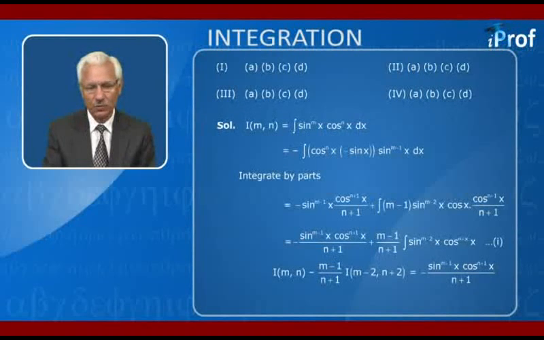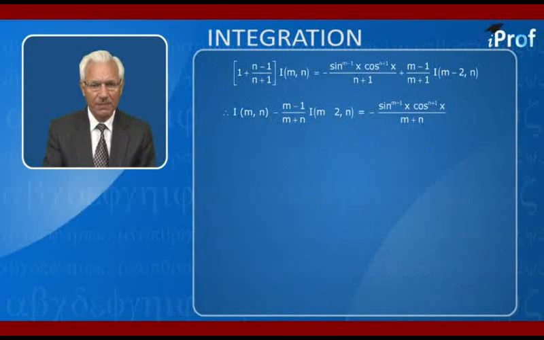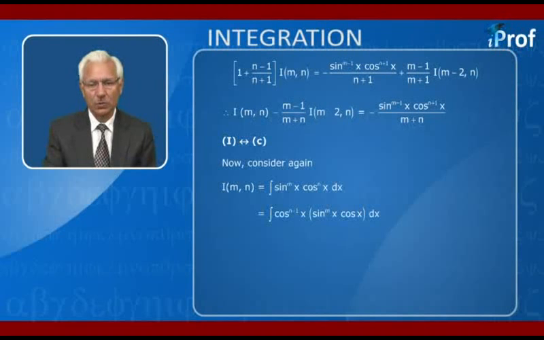Transferring the term containing Imn to the left hand side and clubbing the two together, we get 1 plus m minus 1 upon n plus 1 Imn equal to minus sin raised to power m minus 1 x cos raised to power n plus 1 x upon n plus 1 plus m minus 1 upon n plus 1 times I m minus 2 n, which shows Imn is equal to minus sin raised to power m minus 1 x cos raised to power n plus 1 x upon m plus n plus m minus 1 upon m plus n I m minus 2 n. Transferring I m minus 2 n term to the left hand side, we get therefore Imn minus m minus 1 upon m plus n I of m minus 2 n equal to minus sin raised to power m minus 1 x into cos raised to power n plus 1 x upon m plus n, which shows 1 is connected to option C.